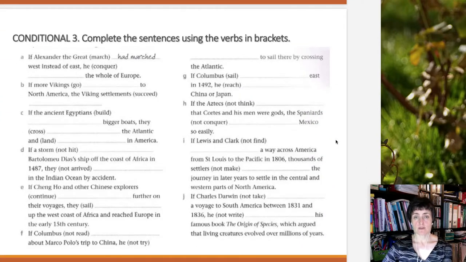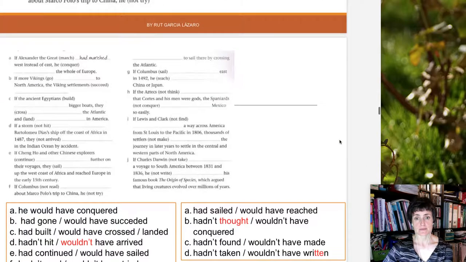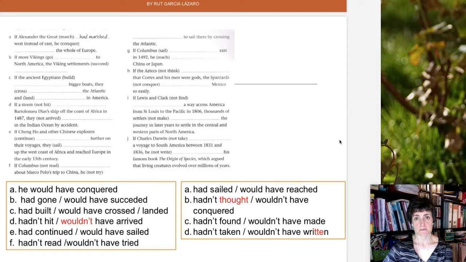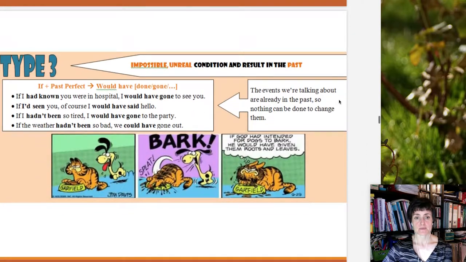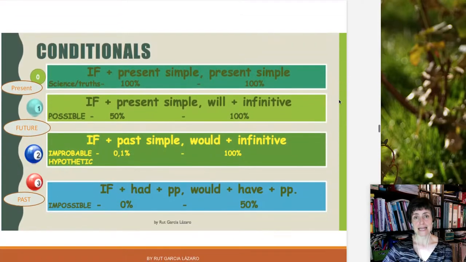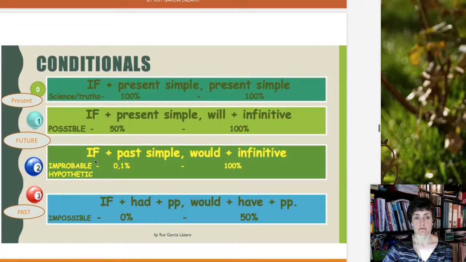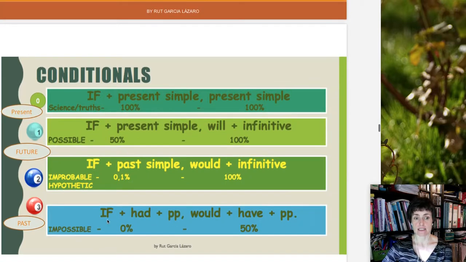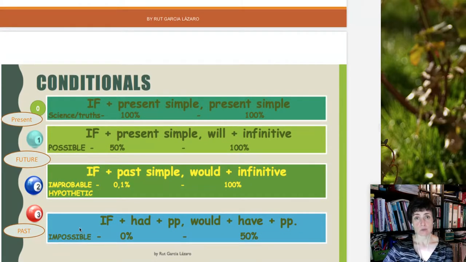And here you have even more activities to practice. And the answers. Be careful with this double T, with this irregular verb, with would, wouldn't. Be careful with those things. Here, there are more examples. And this is the summary. Last day we worked on these three, and today we have added the last one. It's called impossible because it talks about the past, and we cannot change the past.